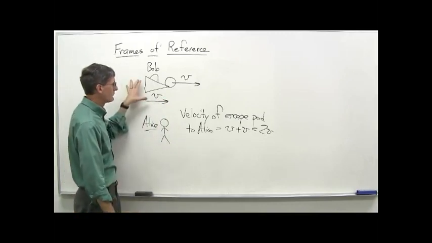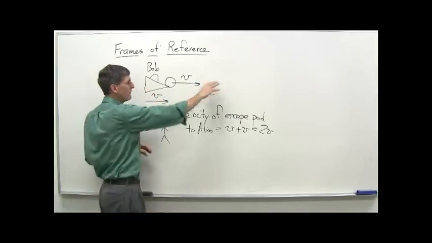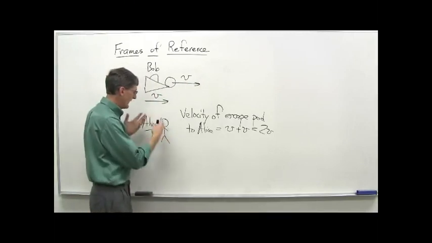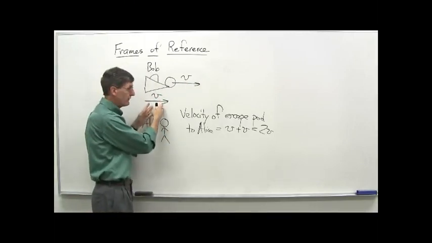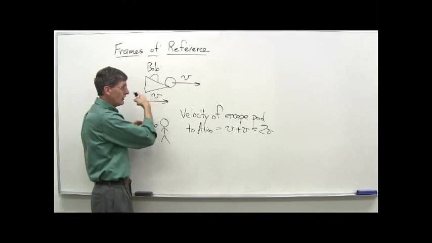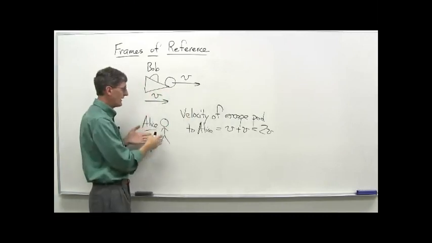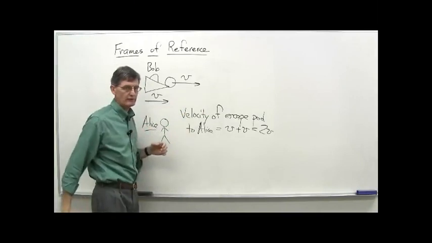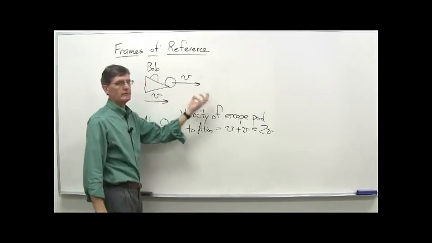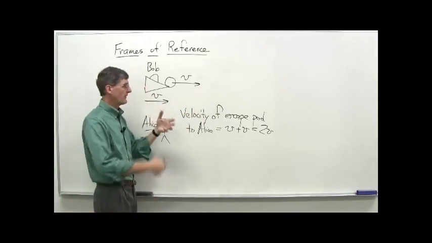So again, in Bob's frame of reference, he shoots out his escape pod with some velocity. In Alice's frame of reference, she sees Bob at velocity v in this case. The escape pod is moving away from Bob at velocity v, and so to Alice, the escape pod is moving at velocity 2v. Or again, if it's going in the other direction, it would cancel out.